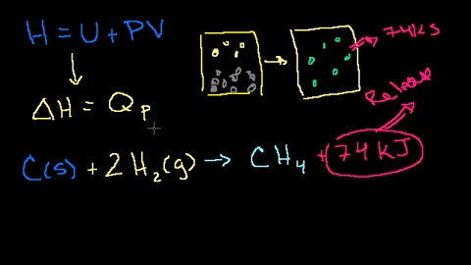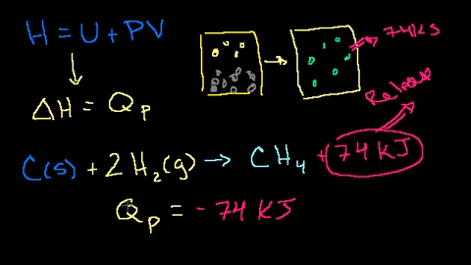So how much heat was added to the system? Well, we released heat from the system. We released 74 kilojoules. So the heat added to the system was minus 74 kilojoules. Minus 74, right? If I asked you the heat released, then I would have said 74. But remember, we care about the heat added to the system, which is minus 74 kilojoules. And I just showed you that that's the exact same thing as the change in enthalpy.